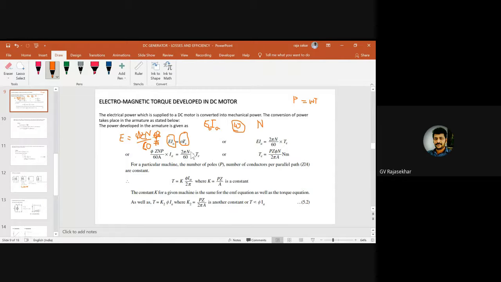So 2 pi N by 60 into T. So what is T? Here N will get cancelled. So T is equal to phi Z P IA by 2 pi A. You send all these things to this side, and what are you going to get?